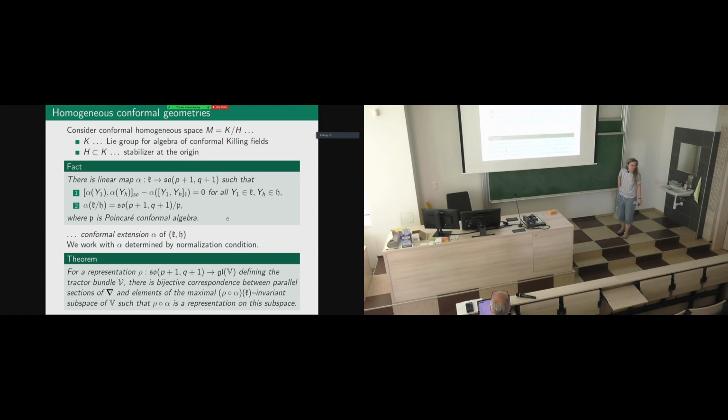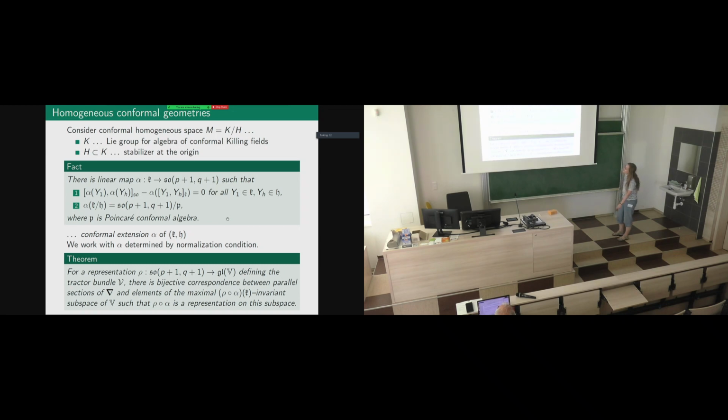And for those who know the language of parabolic geometries, this is what remains at the infinitesimal level from what people in parabolic geometries call an extension functor. And it's enough for us. We call it a conformal extension, and of course there can be many extensions, and what we do is we work with alpha determined by a normalization condition, which is some more restriction which, naively said, gives us the most beautiful extension to work with.